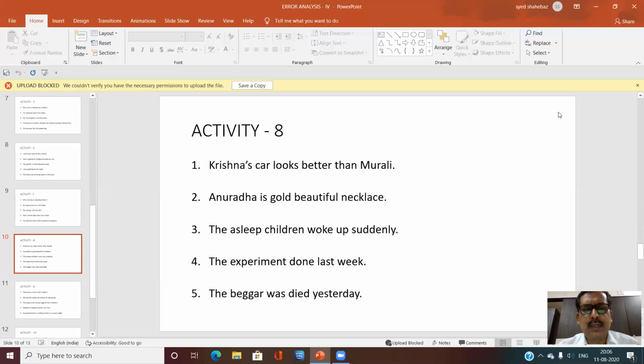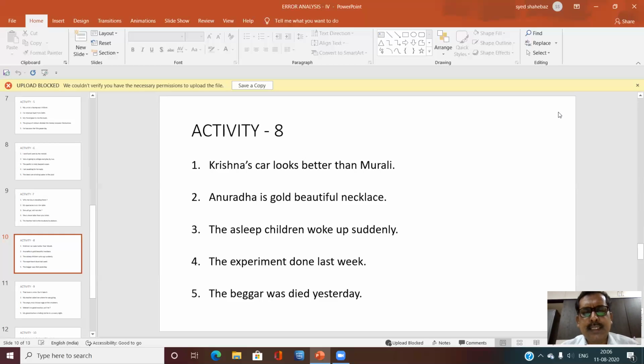Next, the asleep children woke up suddenly. The sleeping children woke up suddenly is more appropriate. So here the word asleep is not giving the correct sense of meaning.